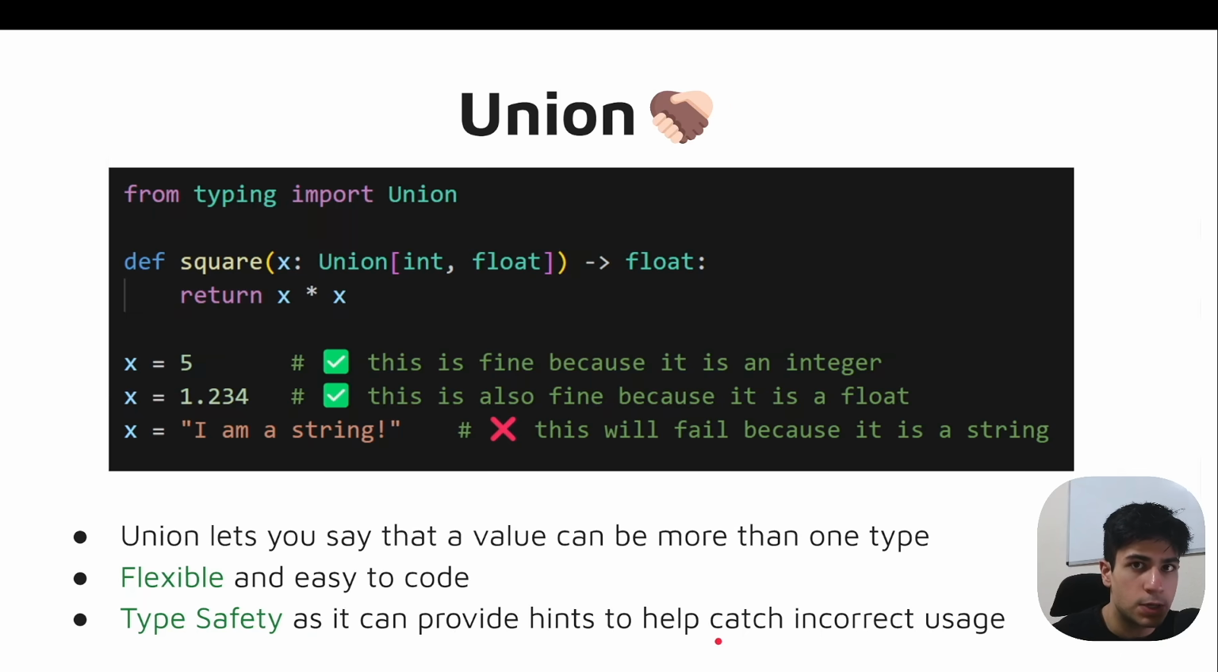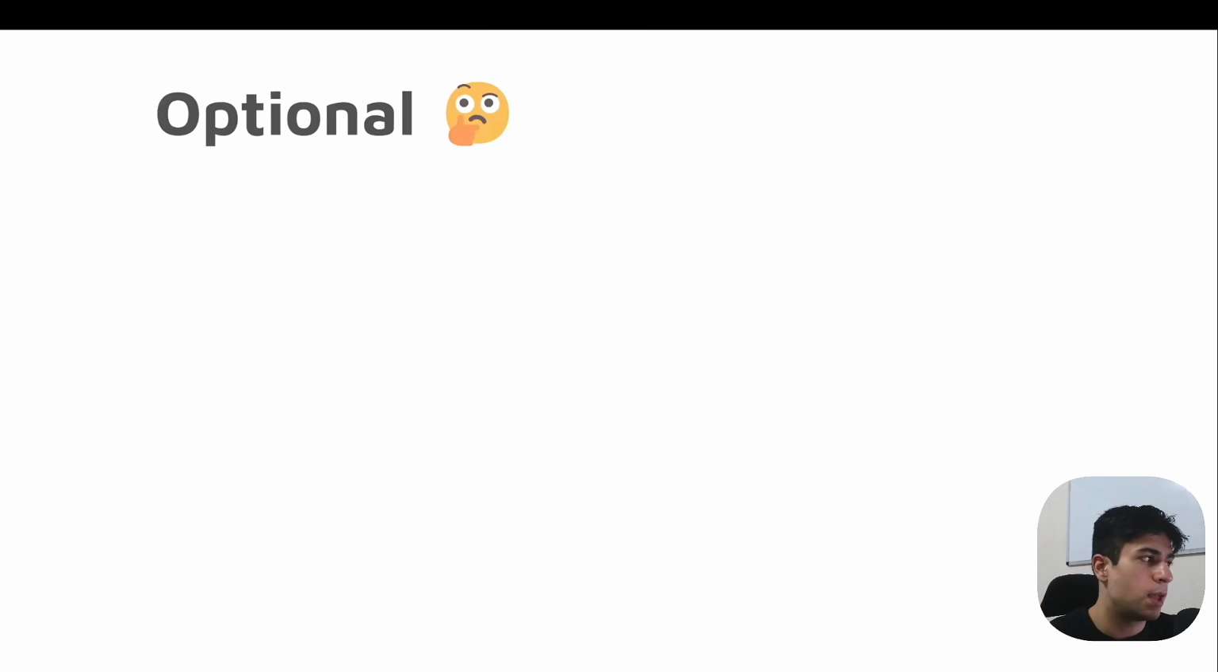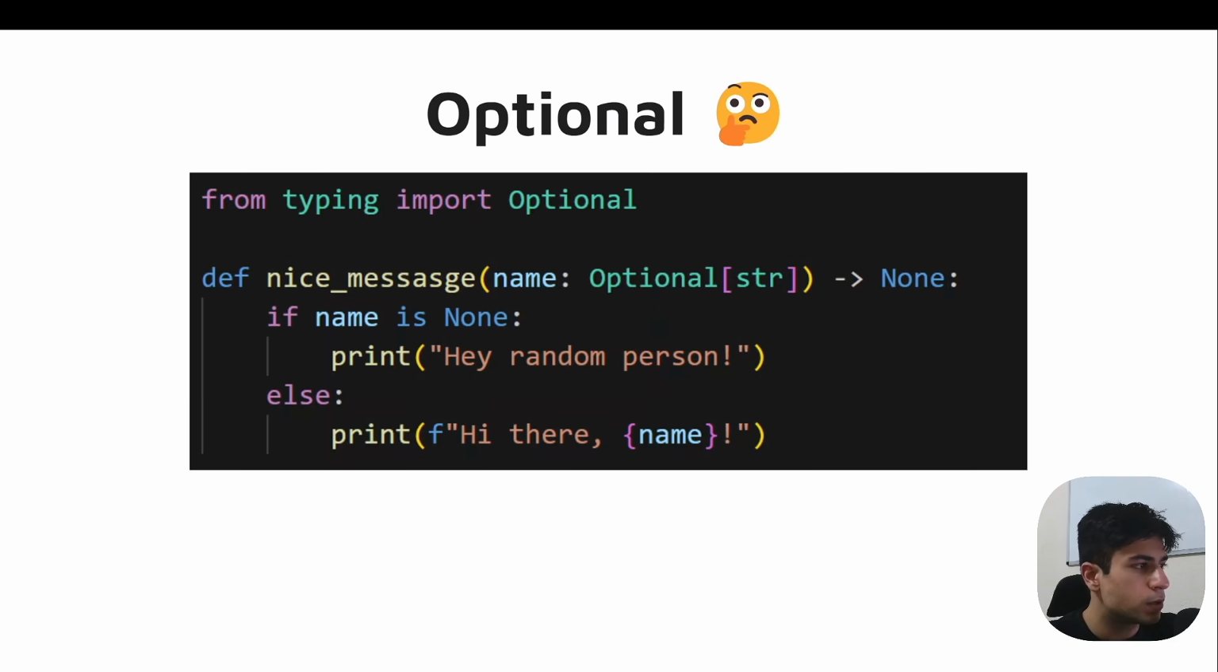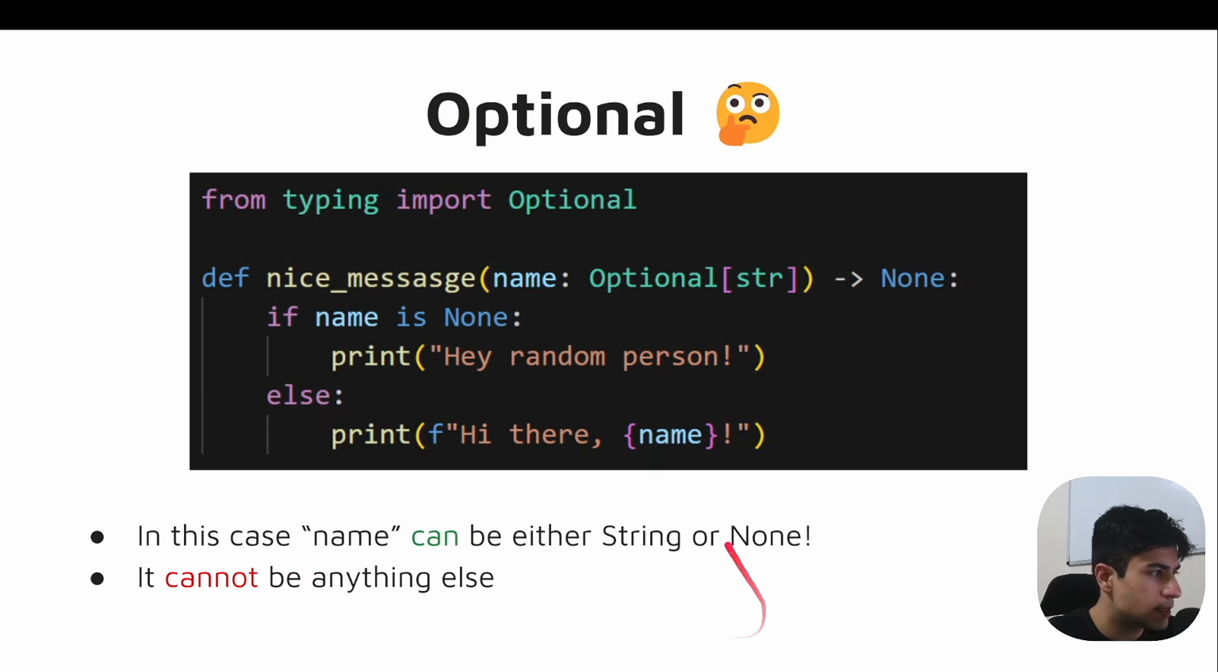Now, something similar to Union is another type annotation, which is Optional. Optional is quite similar, and in this case, I've described another function, nice message. So you pass in a name. If you pass in a name, it will say, "Hi there, name." So for example, let the name be Bob. If I pass in Bob to this function, it would say, "Hi there, Bob." But what if I don't pass in anything?